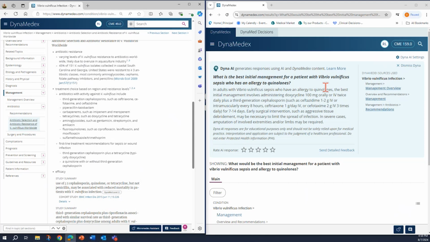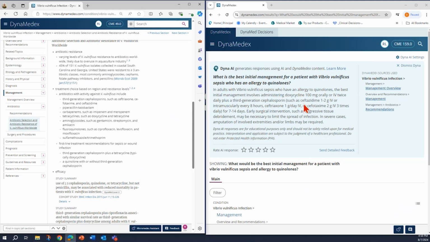In the example on the right, however, where we use generative AI search, we have a specific answer as to what we should or should not administer. And here you can see with the Vibrio vulnificus sepsis and allergy to quinolones, we can administer the doxycycline along with a third-generation cephalosporin. Dosing is included.